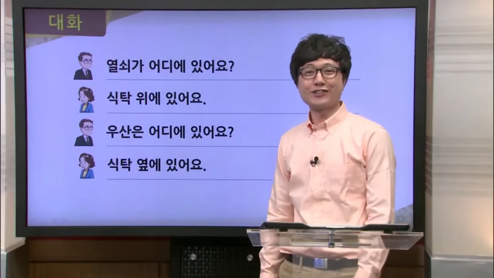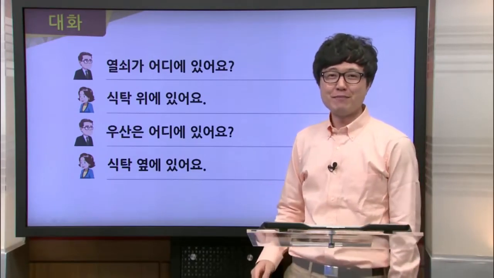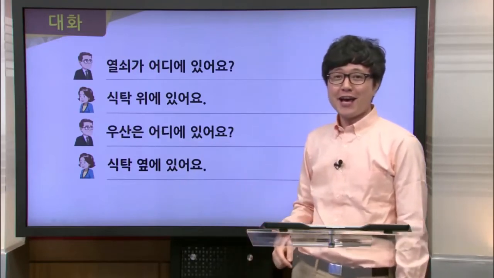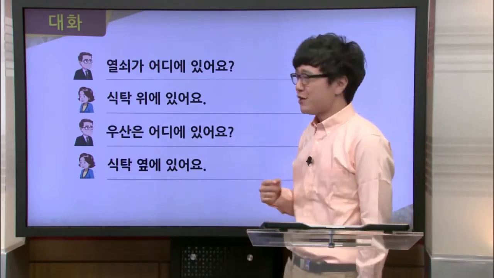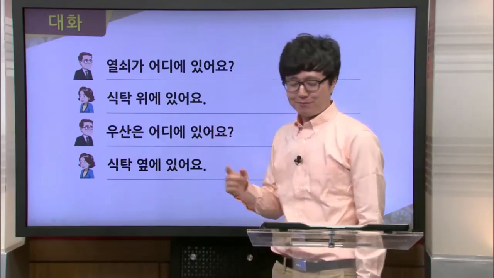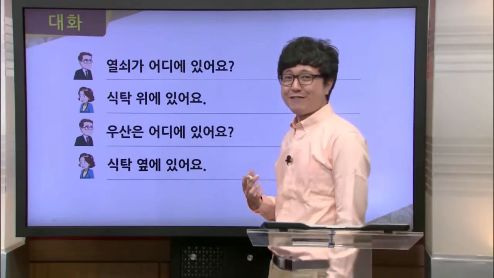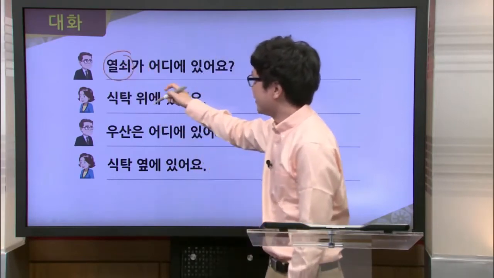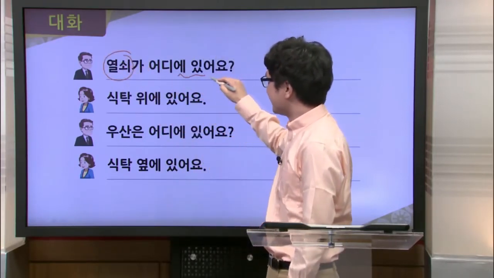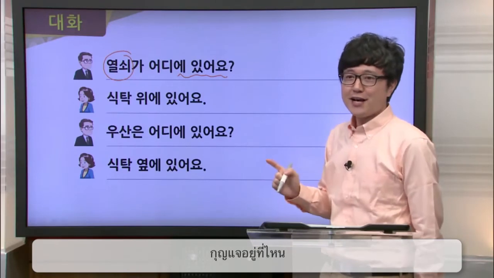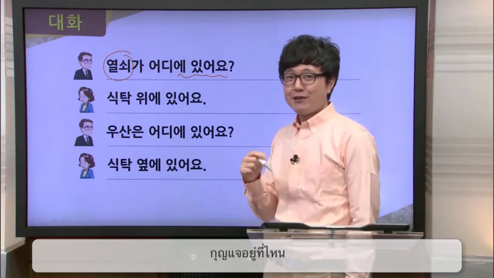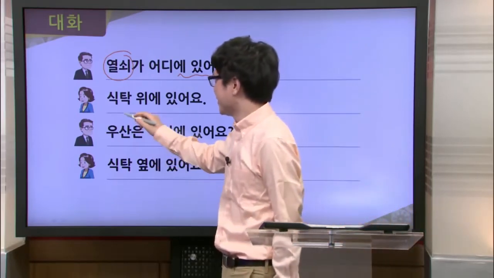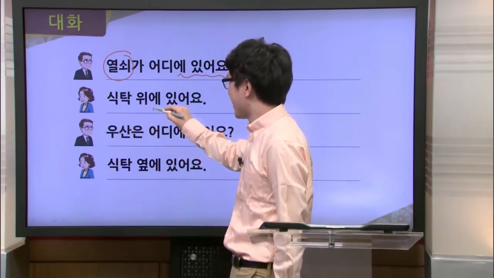Now, let's take a closer look at the dialogue here. If you remember, this is a conversation between the mother and the father. And in the first question, what is the father looking for? He's looking for the keys. So he asks, 열쇠가 어디에 있어요? And the mother responds by saying, where are the keys? They're on top of the table. So she responds by saying, 식탁 위에 있어요.